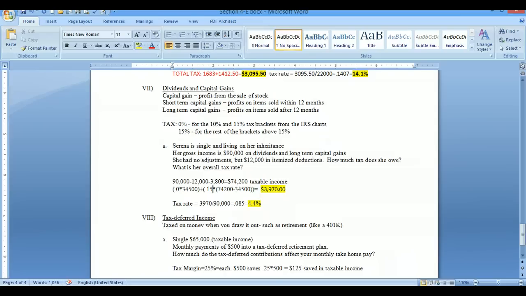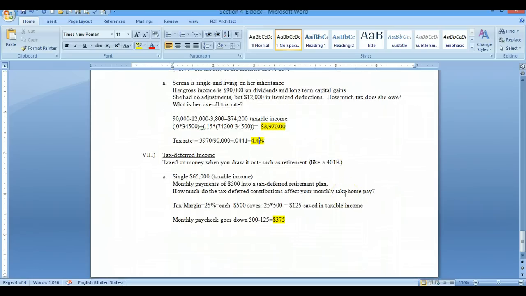So the rest of her money, starting at $74,200 from her taxable income, and we subtract the $34,500, she's taxed 15%, which gives us $3,970. To find her overall tax rate, we take all of her taxes, which in this case, she doesn't have any FICA, so we don't have to add that in. She doesn't have wages, so it's $3,970 divided by her overall gross income of $90,000. So her taxes over her gross income gives us 0.0441, or in our case, 4.41%.